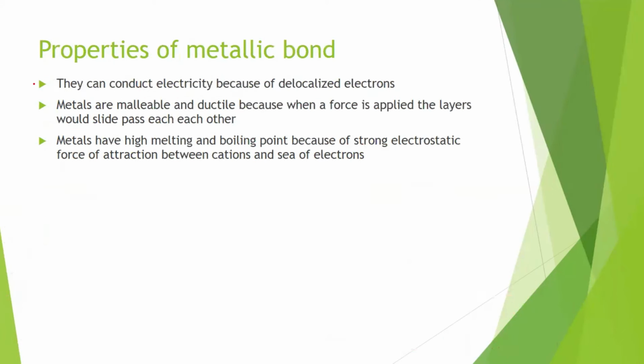So I have written some properties here. They can conduct electricity because of delocalized electrons, which we have already discussed are freely moving electrons. Metals are malleable, meaning they can be converted into thin sheets, and ductile, meaning they can be stretched into wires. This is because when force is applied, the layers slide past each other. And they have high melting and boiling points because of the strong electrostatic force of attraction between cations and the sea of electrons.